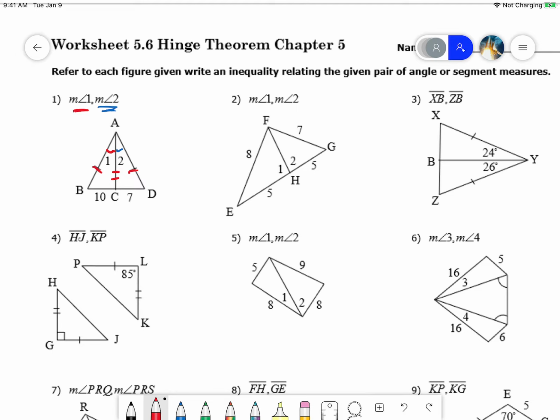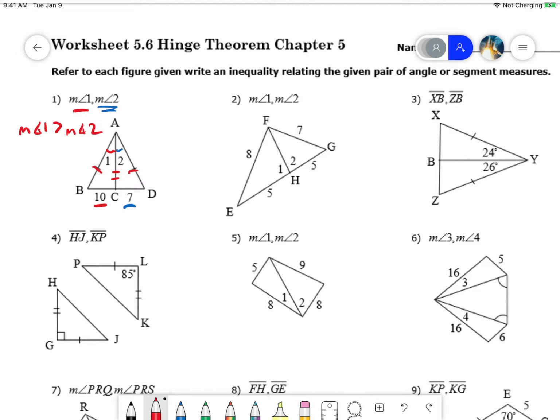Now, keep in mind, measure of angle 1 and measure of angle 2 are not the same, and the reason why is because the side opposite angle 1 has a measure of 10, and the side opposite angle 2 has a measure of 7. Meaning that the angle opposite the side length of 10 has got to be more open than the angle opposite the side of 7. Okay, so in this case, we would say that measure of angle 1 is greater than the measure of angle 2.